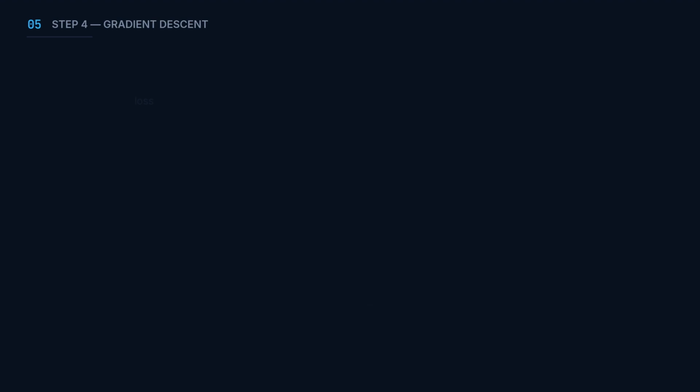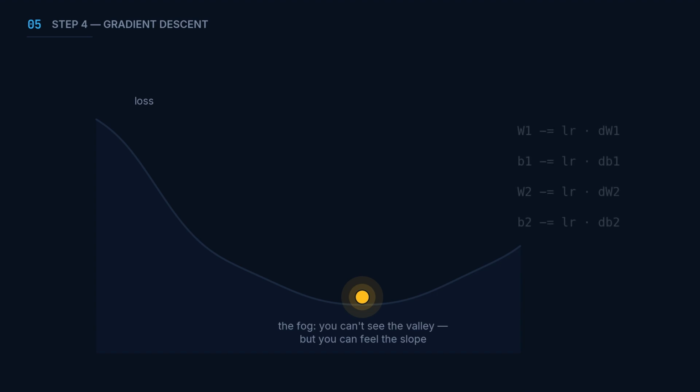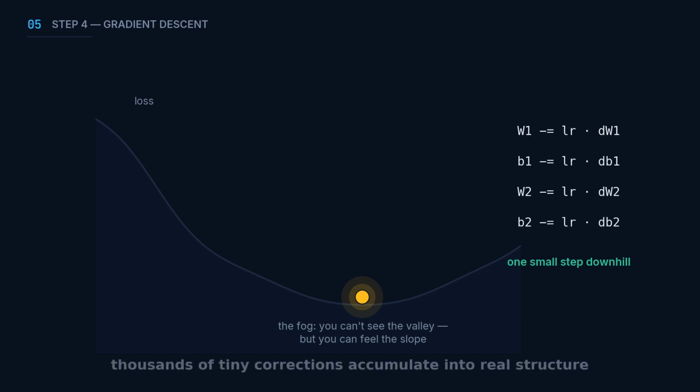Backprop gives every weight a gradient, which direction would make the loss worse. So we move each weight a small step in the opposite direction. That's gradient descent, and it's 1 line per bundle. Weight minus learning rate times gradient. Picture standing on a foggy hillside. You can't see the valley, but you can feel the slope under your feet. So you step downhill. Repeat 5,000 times, and thousands of tiny, individually meaningless corrections accumulate into real structure.